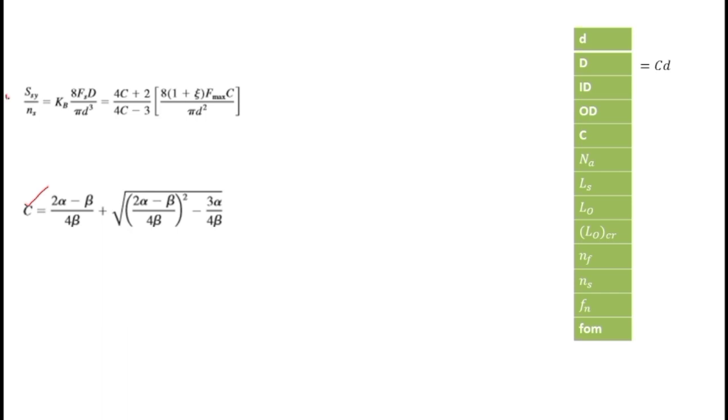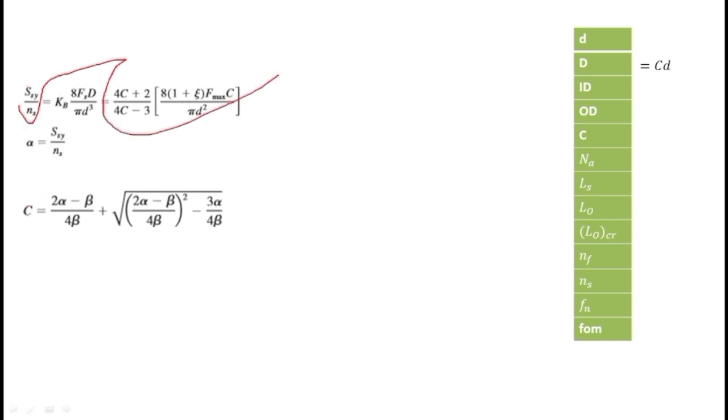You know that tau s, which is the stress produced in the spring when you bring that spring to the solid length, and if you want that spring to be solid safe at that stress, then the formula for that is equal to Ssy divided by ns. And as you know that this tau s is also equal to KB times 8 Fs times mean coil diameter divided by pi d cubed, and this K is equal to (4C plus 2) divided by (4C minus 3), and here this Fs is equal to (1 plus zeta) times F max. This zeta is 0.15.